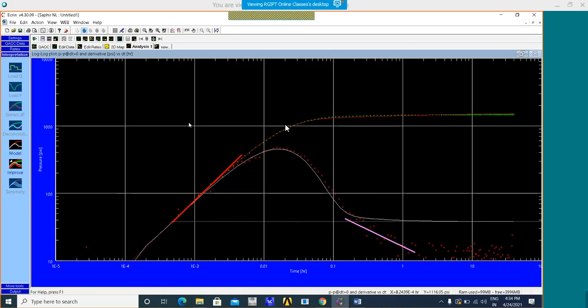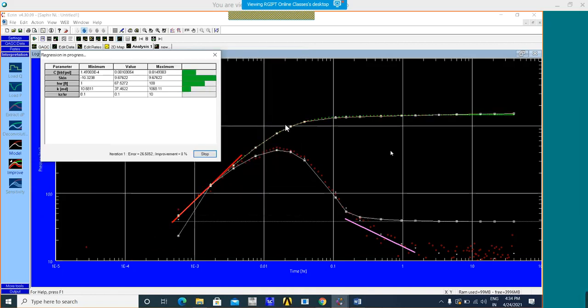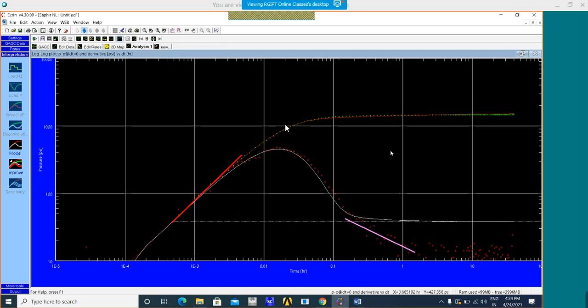If you want to reduce this, whenever you improve, you can ask the software to run improvement over a single variable, and the other variables you can just remove. Suppose you want to run only over the wellbore storage, then click on this and this symbol will be removed. So then it will not take much time. But if you ask the software to run over a number of variables, it will take some time, and then after some time it will give you the best match.